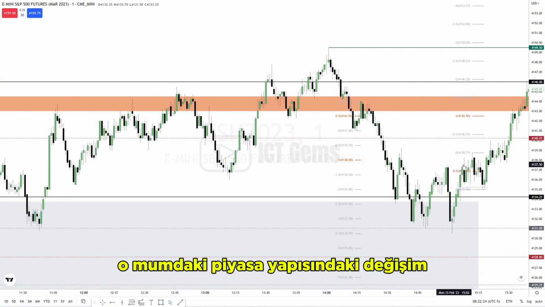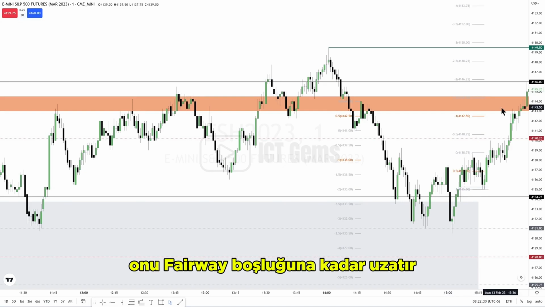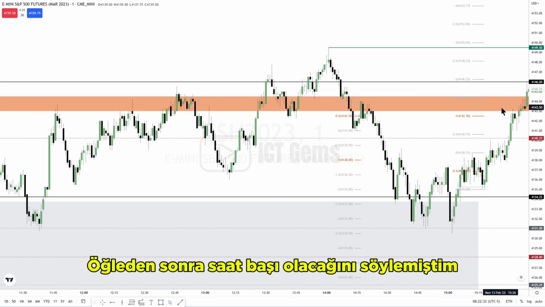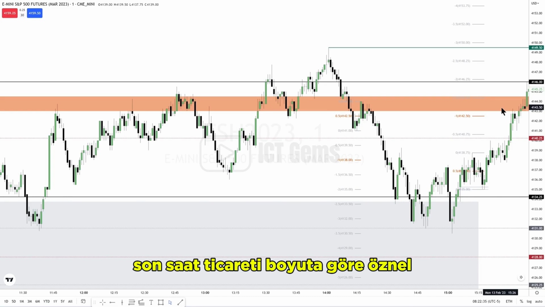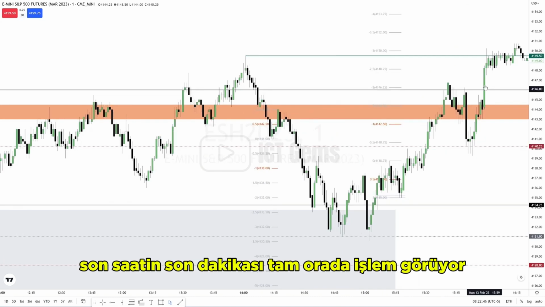The shift in market structure on that candle, volume imbalance to the tick, runs it up to the fair value gap I mentioned. That would be the afternoon hourly, last hour trading's objective. Buy side's resting above that, and then it runs right into it there. The last minute of the last hour of trading right there hammers it.